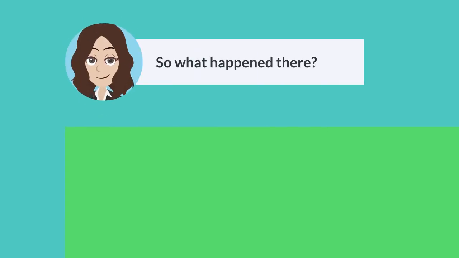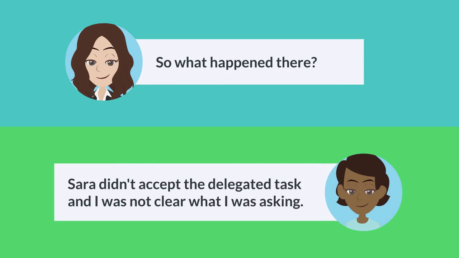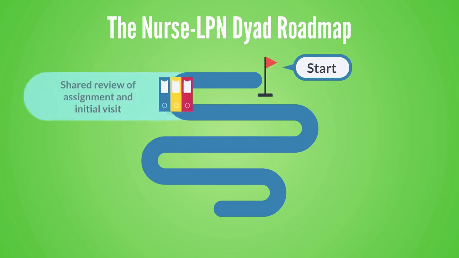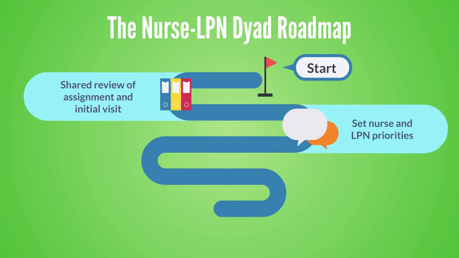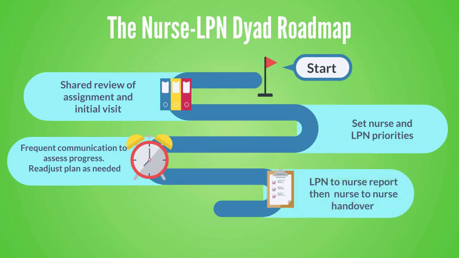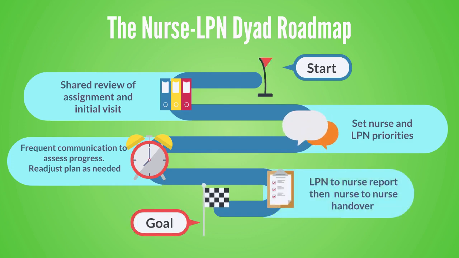So what happened there? Sarah didn't accept the delegated task and I was not clear about what I was asking. Here's a roadmap. The nurse and LPN Dyad should review their assignment and do their initial visit together. The Dyad can then set nurse and LPN priorities. Frequent communication should occur throughout the day to assess progress and readjust the plan as needed. At the end of the shift, the LPN should give her report to the nurse. The nurse then gives a handover to the next shift.